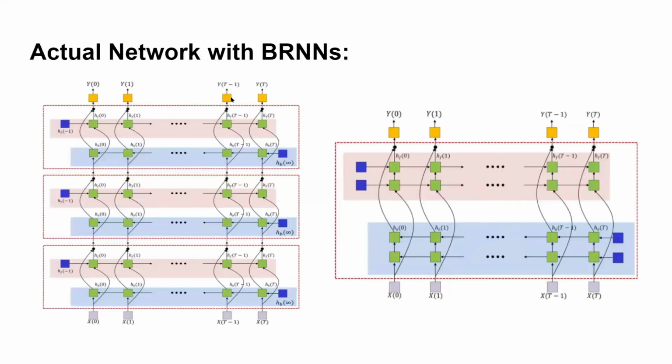In the actual network that is developed by using bidirectional RNNs, you can have stacks of these blocks followed by an output layer. The output layer is represented by these yellow boxes. Or you can have a single bidirectional block in which the forward net as well as the backward net have multiple layers. In this case, the bidirectional RNN becomes a little more complicated.